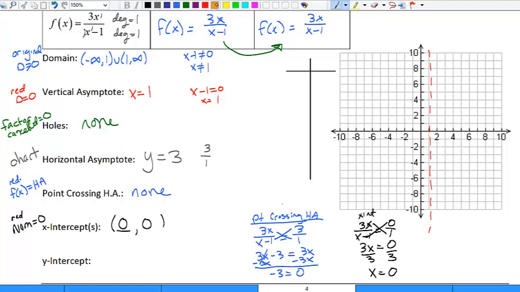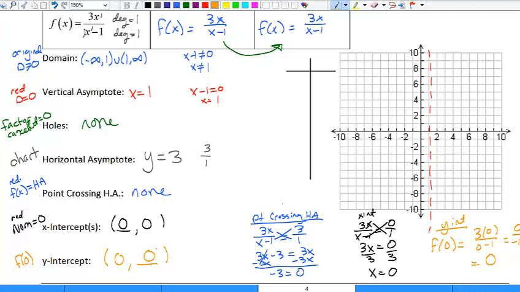For the y-intercept, that's when we find f of 0. So I'm going to go ahead and use the reduced form here. So it's 3 times 0 over 0 minus 1, which is 0 over negative 1, which is just 0. So my y-intercepts are always 0 comma some value, in this case 0 comma 0.